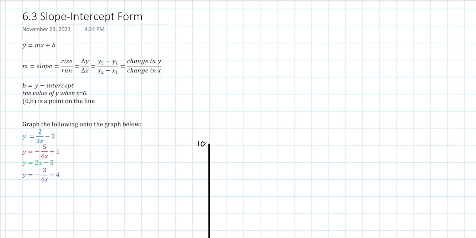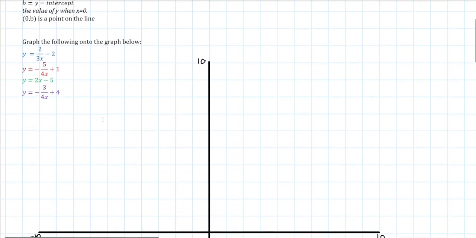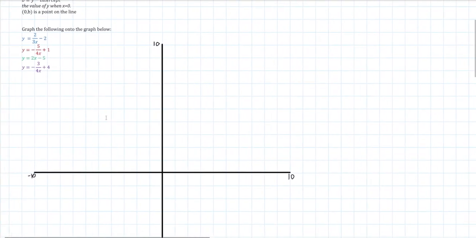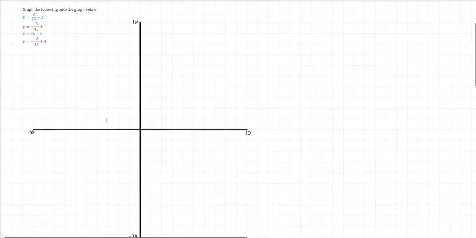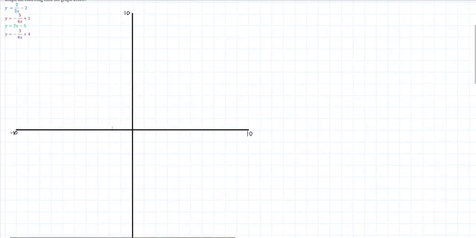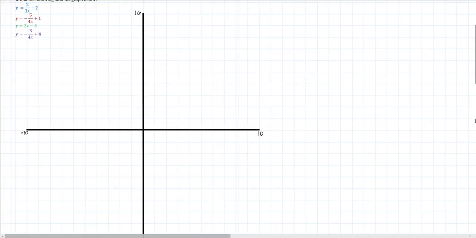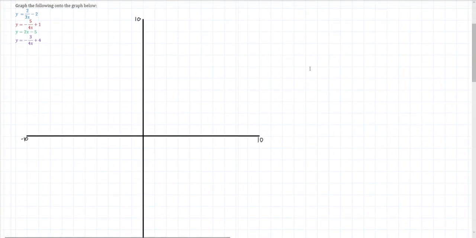So the slope is the change in y over change in x. The b is the y-intercept. With that in mind, we're going to graph those four equations onto this graph here. I want to be able to see the equations while I do it, and I want you to be able to see the equations while I do it.